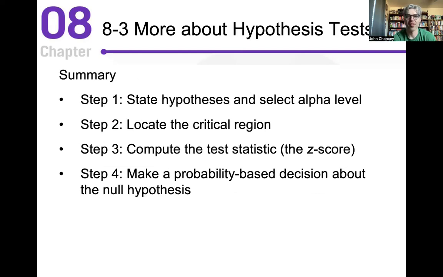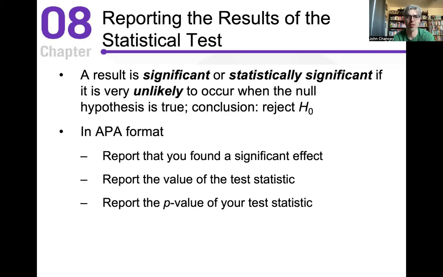Okay, more about hypothesis testing. Again, we state our hypotheses, select our alpha level, locate the critical region, compute the test statistic, and make a probability-based decision about the null hypothesis. And how do we report those results? We report a result as significant or statistically significant if it is very unlikely to occur when the null hypothesis is true. So essentially, this is how we report rejecting the null hypothesis.